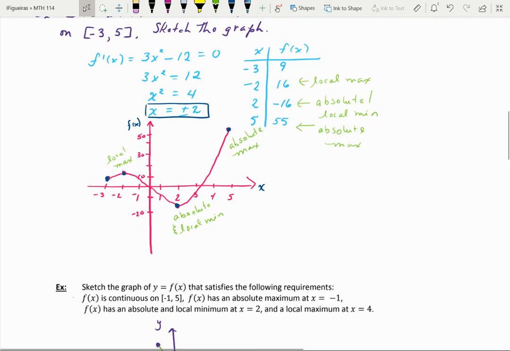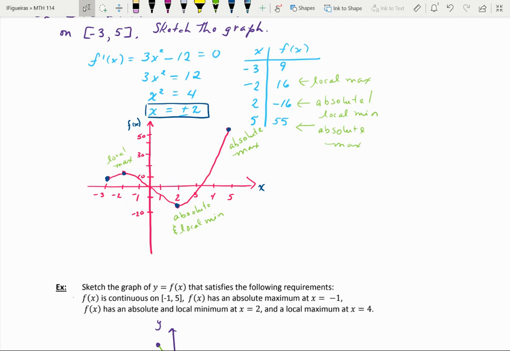We want to sketch the graph of y equals f of x that satisfies the following requirements. So you have to show that it is continuous from -1 to 5. F of x has an absolute maximum at -1. It has an absolute and a local minimum at 2. And it has a local maximum at 4. So this is one of those sketching problems based on certain criterion. People often have trouble with this.